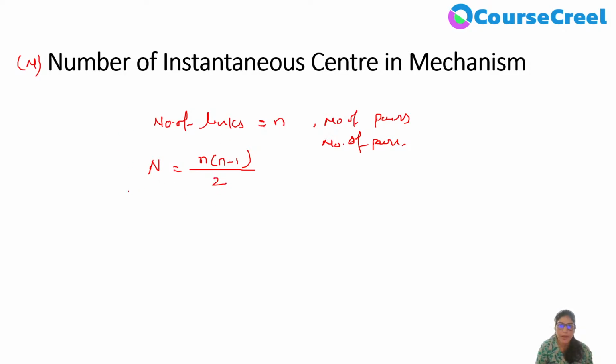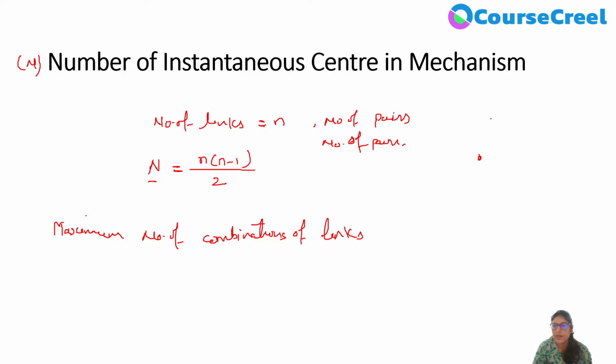So this number of instantaneous centers depends on the combination of links present, mainly the number of pairs which are present in that mechanism. Okay, so that is the maximum number of combinations of links, and the maximum number of combinations of links is defined as the number of instantaneous centers. Okay, suppose we have four links.